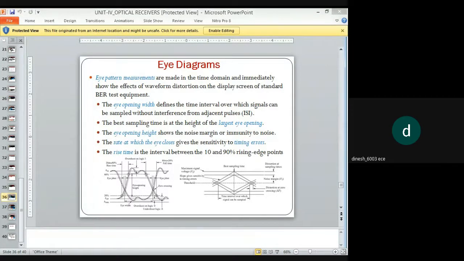The rise time is the interval between the 10 and 90% rising edge points. You can see it in the diagram. This is similar to the eye opening in digital communication that you are studying.